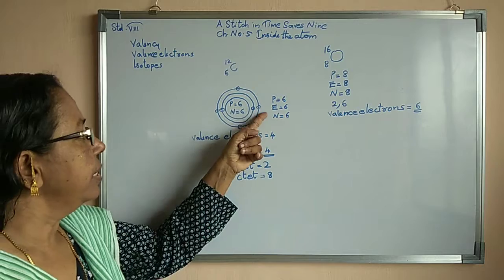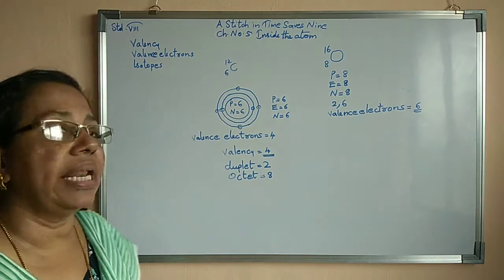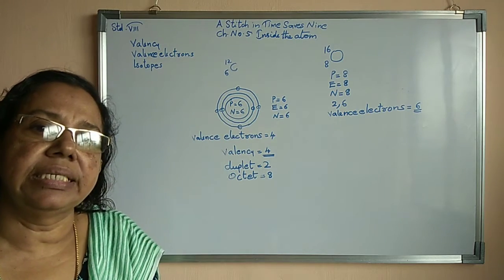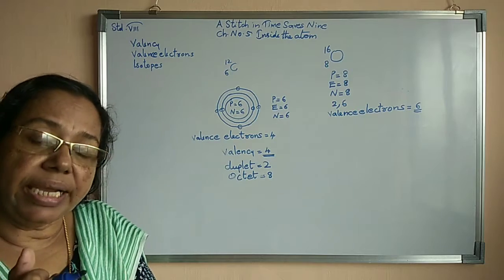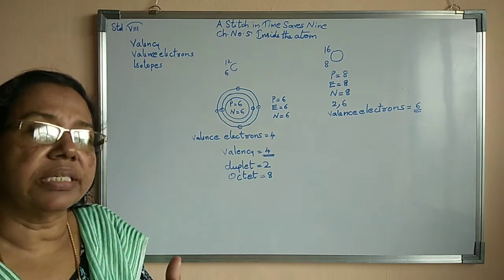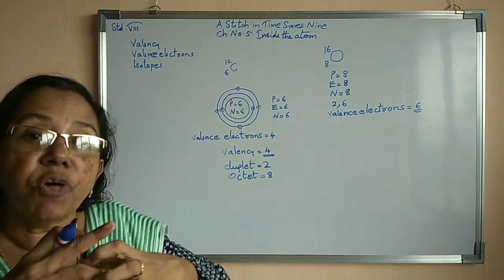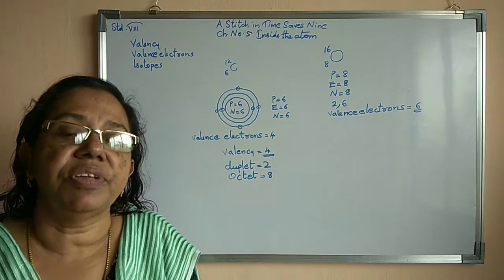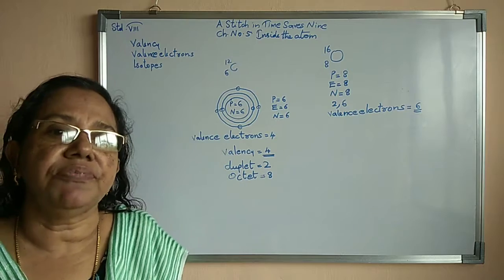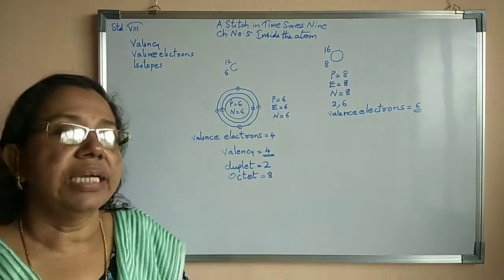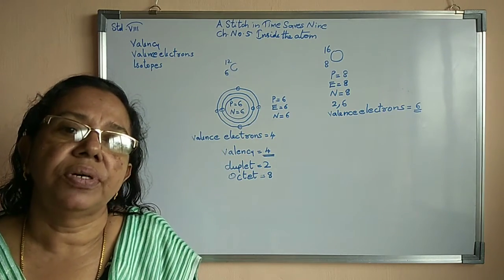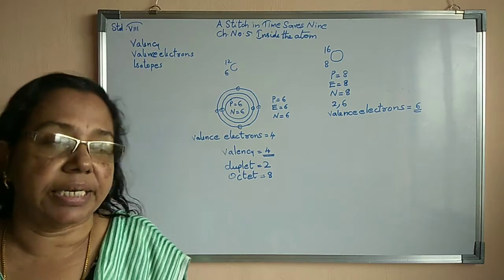So here this carbon has 4 electrons, then it is ready to gain 4 electrons or it is ready to remove 4 electrons. But here, 4 removal and 4 gaining, both of them are very difficult. So because of that, this carbon is doing sharing work of electrons with other atoms.